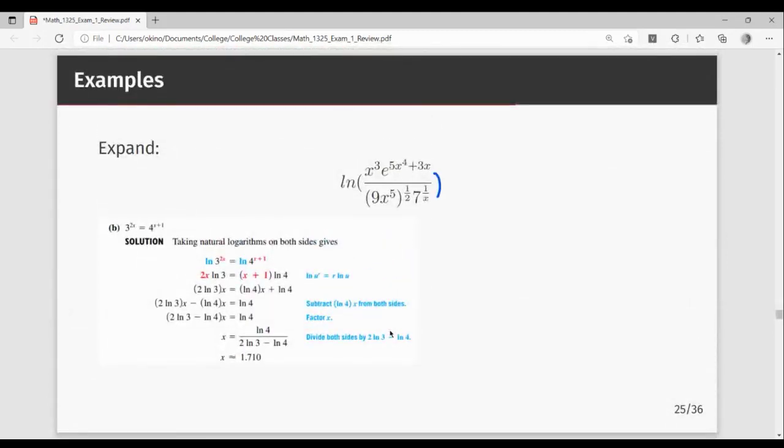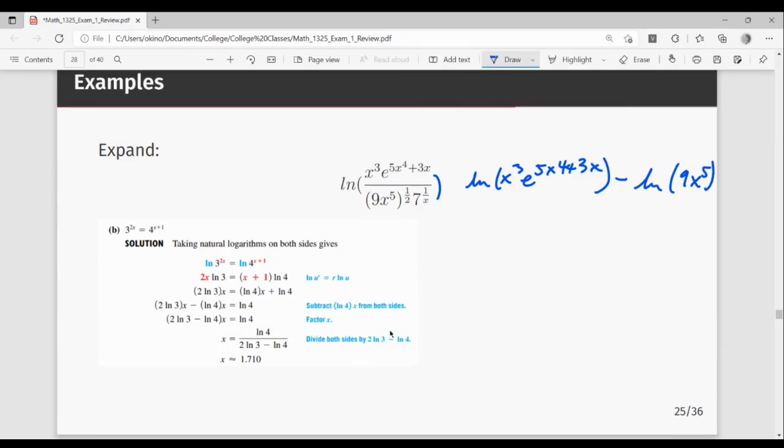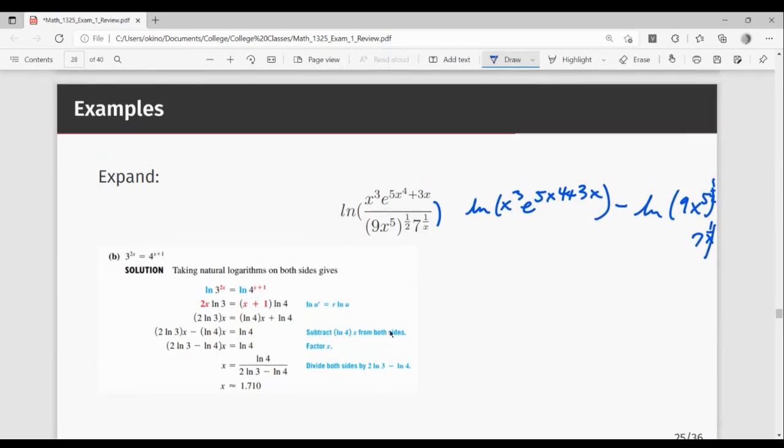Oops, looks like I forgot parentheses here. So let's expand this. First, using that property of logarithms, let's separate that fraction. So we have the natural log of x cubed e to the 5x fourth plus 3x, minus ln of 9x to the fifth, times 1/2 times 7 to the 1 over x.